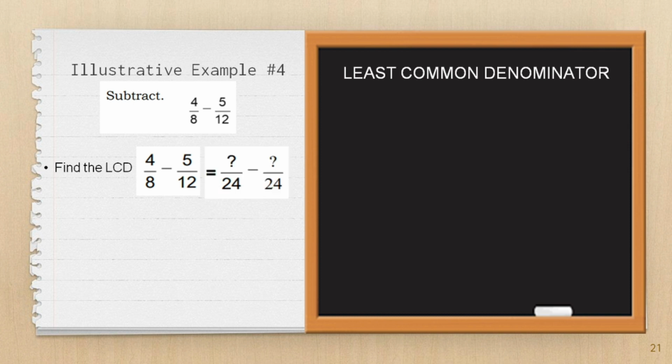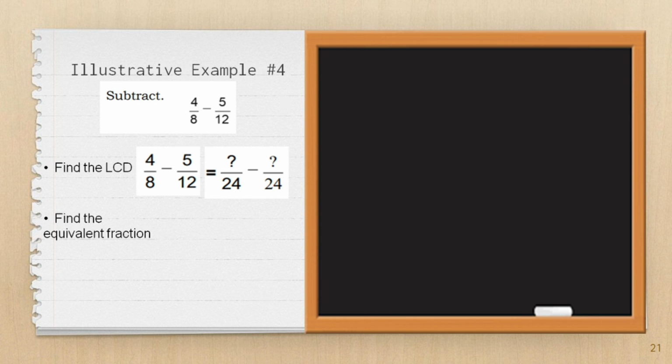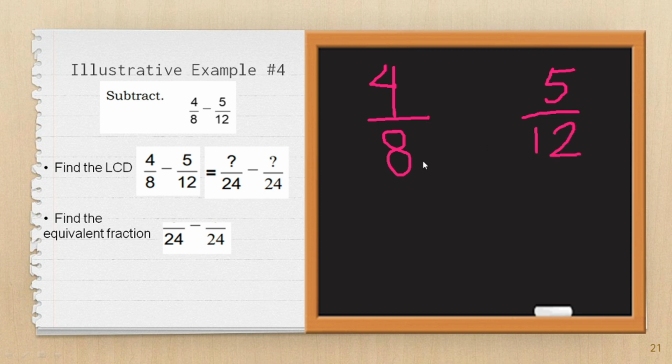So, I have now 24 as the least common denominator. So, ibig sabihin, meron na tayong 24. Kailangan nating hanapin yung equivalent fraction nila. So, 24 na yung ilalim. So, let's copy 4 over 8 here. And then the other one is 5 over 12. So, meron tayong 24 sa ilalim. Ito ding isa ay 24.